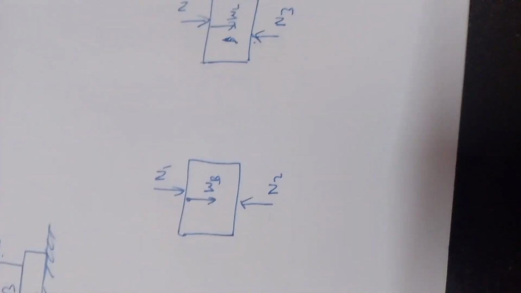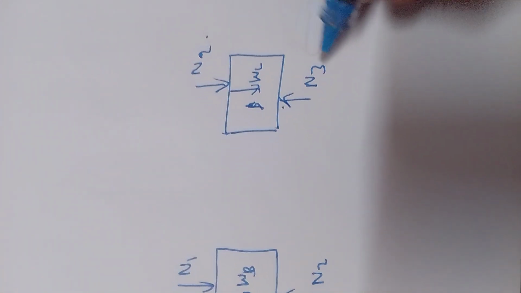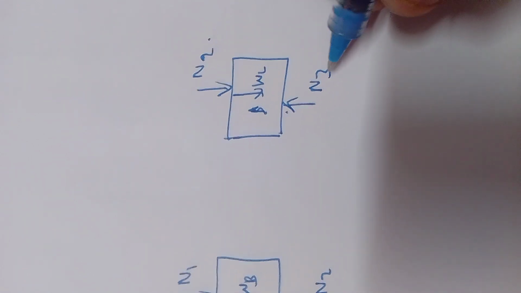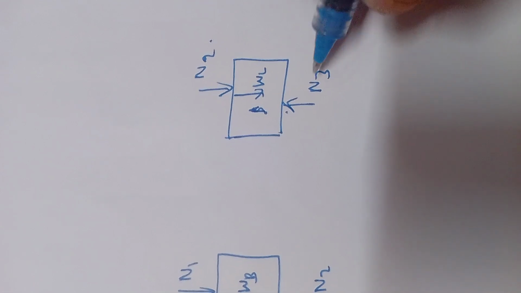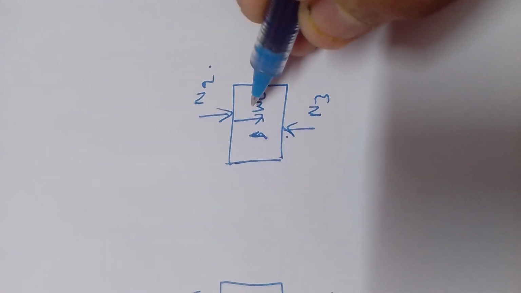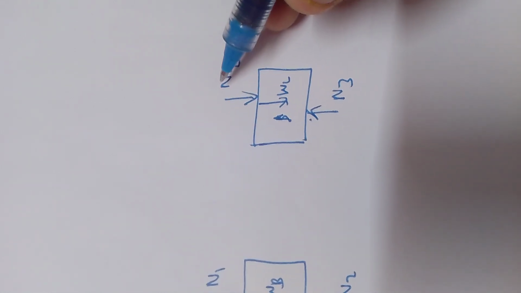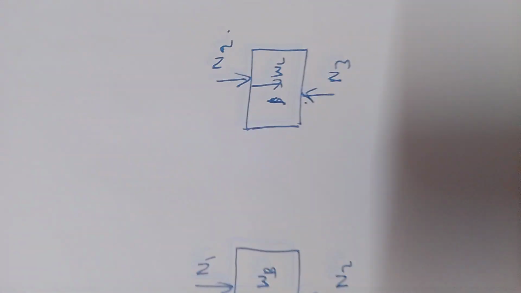And now let's see the free body diagram of the block C. N3 is the normal reaction between C and the ground. This is the normal reaction applied by the ground on the block C. This is the weight force of the block C. This is the normal reaction between B and C, and this is applied by B on C.